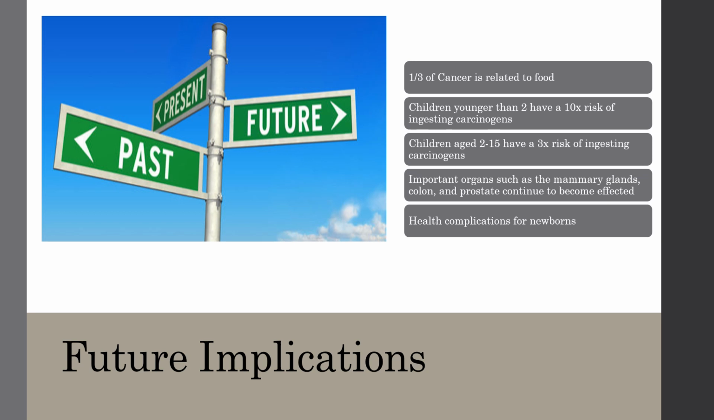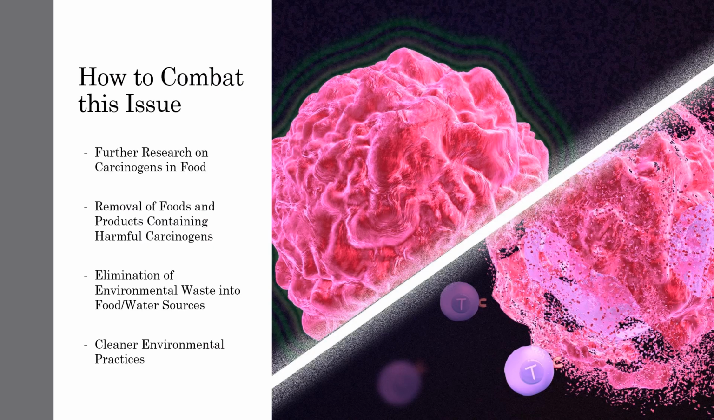As exposure continues, in the future we may see organs such as mammary glands, colon, and prostates develop cancer at alarming rates, which all can affect our reproductive health as well. This leads to increasing concerns for newborns and pregnant women and the different complications that develop for both the fetus and the mother after increased exposure to carcinogens in food.